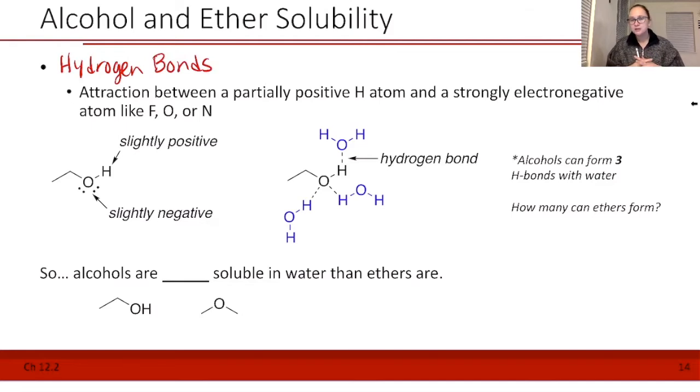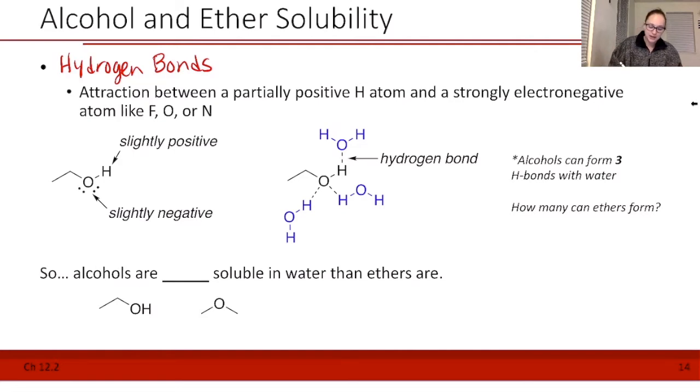Hydrogen bonds are the attraction between a partially positive hydrogen atom and a strongly electronegative atom like fluorine, oxygen, or nitrogen, which is partially negative. It's very similar to our ionic bonds, positive, negative. It's just on a smaller scale. It's not quite as strong because it's not full-blown charges. It's partial charges.